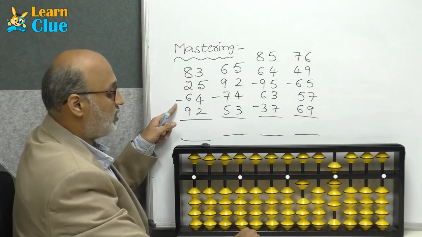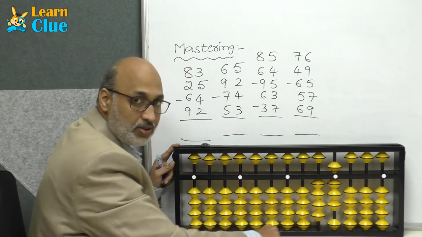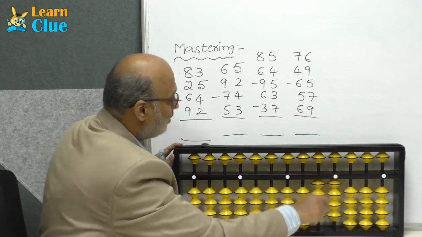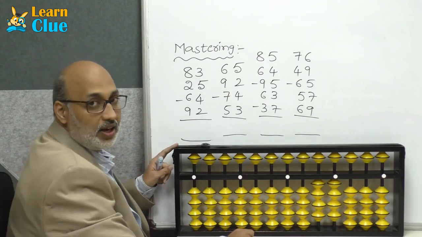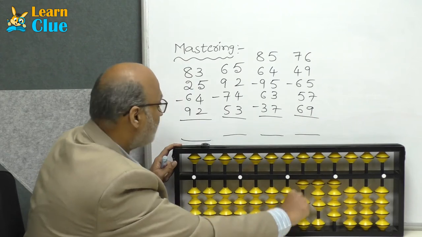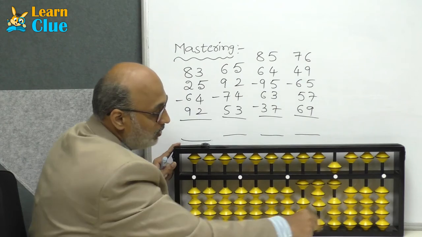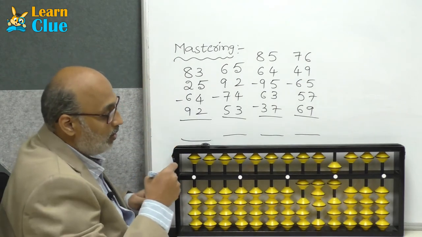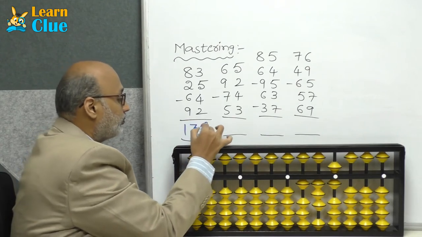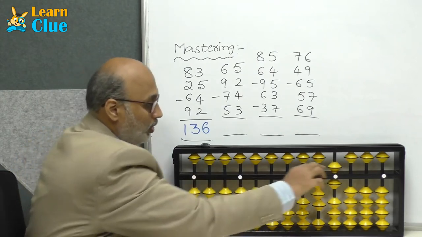Now they are asking minus 64. Minus 60 is nothing but minus 100 plus 40. Now minus 4. Minus 4 is nothing but plus 1 minus 5. Now they are asking plus 92. Plus 90 is nothing but minus 10 plus 100 and plus 2, which is nothing but plus 5 minus 3. Now tell me the answer. 136 is the answer. Okay, let's try one more problem.